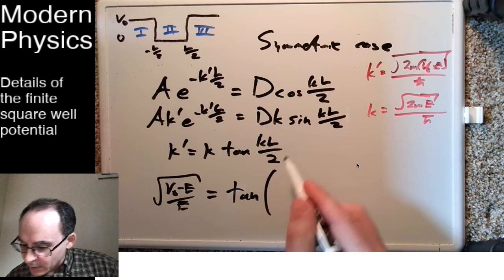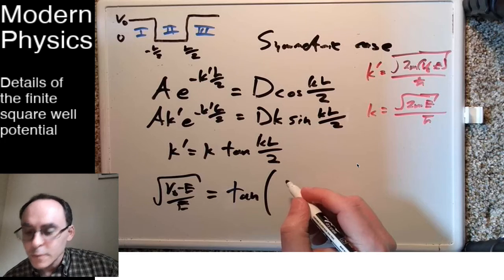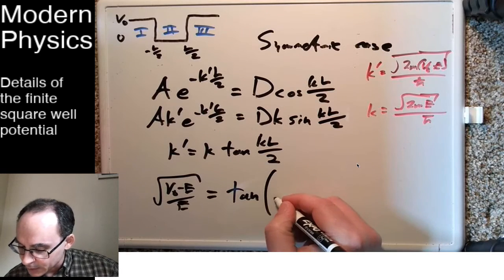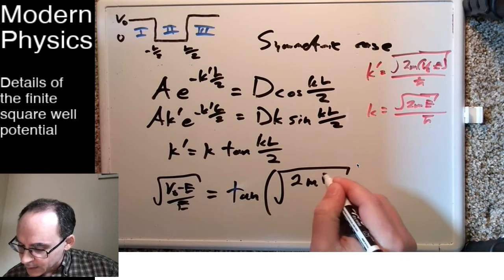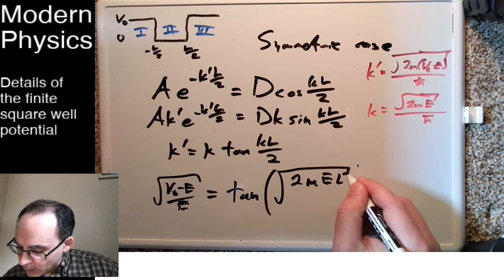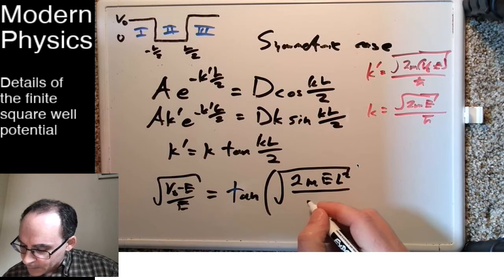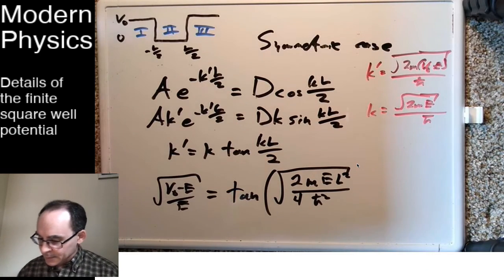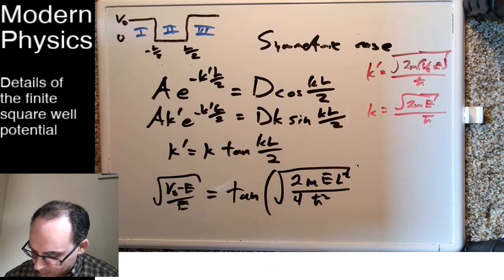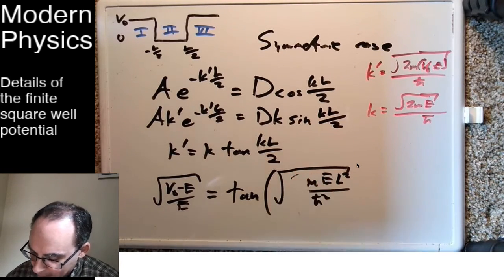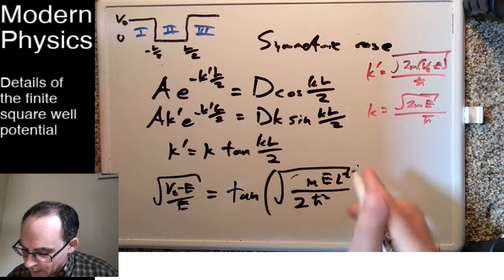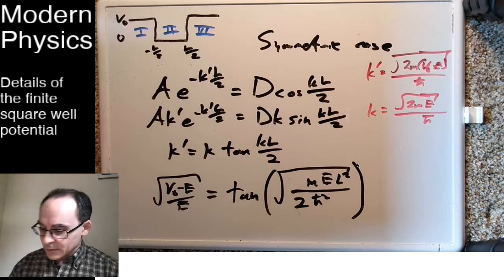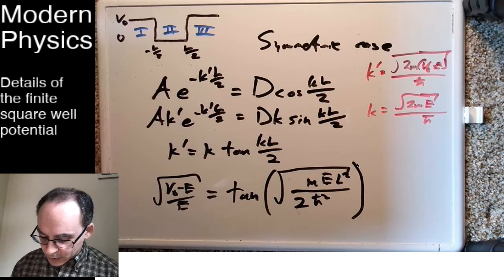I'm going to write basically root 2mE over h bar and then an L over 2, but I want to move everything inside the square root. So I'm going to write this as 2mE, and then an L squared, because I'm moving it inside the square root, over 2, which moves inside the square root and becomes a 4, and then an h bar squared. So I've got 2 over 4, which I can simplify into 1/2. So I have the tangent of the square root of this big mess, m E L squared over 2 h bar squared.